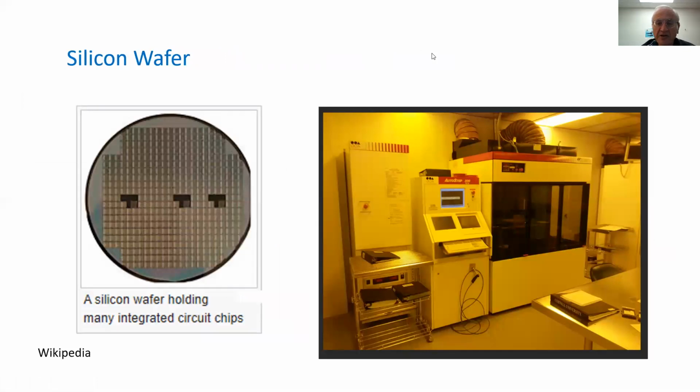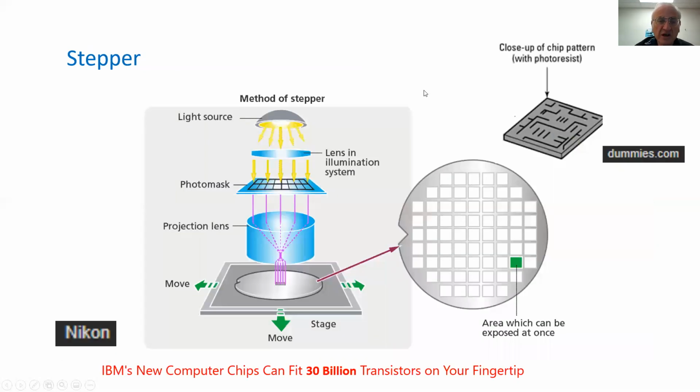The microprocessor is being manufactured on a silicon wafer. We see several of them shown over here on a wafer, which is about 0.5 millimeter thick, cut from a wafer ingot, and it's being processed in a machine which is called a stepper. The principle of the stepper is shown over here.